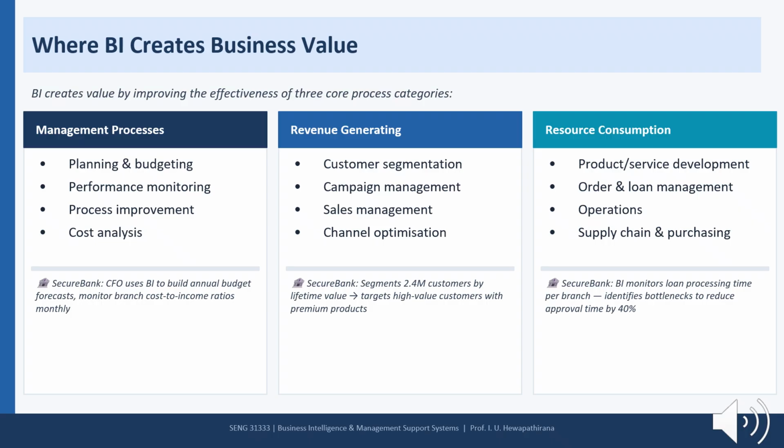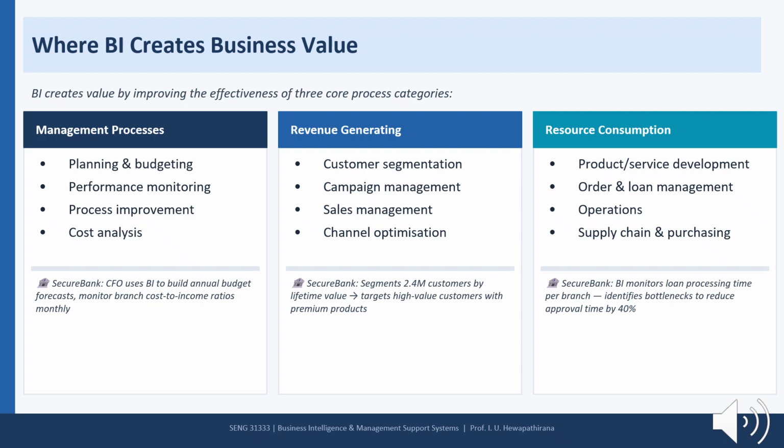We can group these into 3 broad process categories. The first is management processes. This includes planning and budgeting, performance monitoring, process improvement, and cost analysis. At Secure Bank, the CFO uses BI to build annual budget forecasts and to monitor the cost-to-income ratio for every branch on a monthly basis. Previously, this required finance teams to manually compile reports over several days. With BI, it is automated and available in real time.